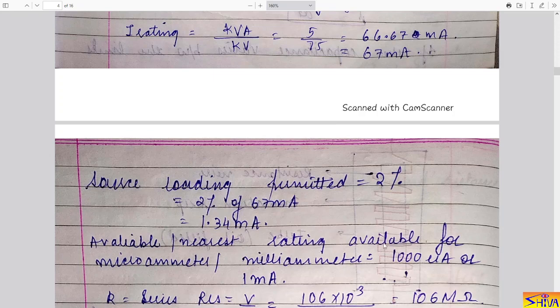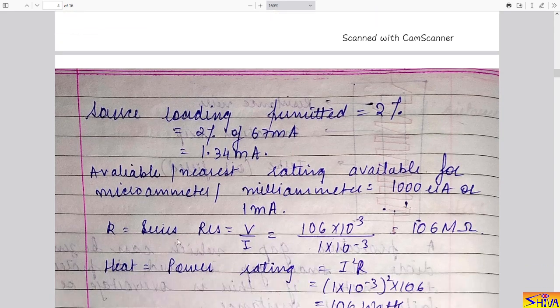Now the available nearest rating for microammeter or milliammeter is 1000 microampere or 1 milliampere. We have to limit this value. So let us take the lower value from this 1.34. So the nearest available round figure rating is 1 milliampere. So the series resistance which should be inserted is V upon I, so 106 into 10 to the power 3 volts upon 1 into 10 to the power minus 3 ampere, that is 106 mega ohms. So we need to have a resistance of 106 mega ohms.